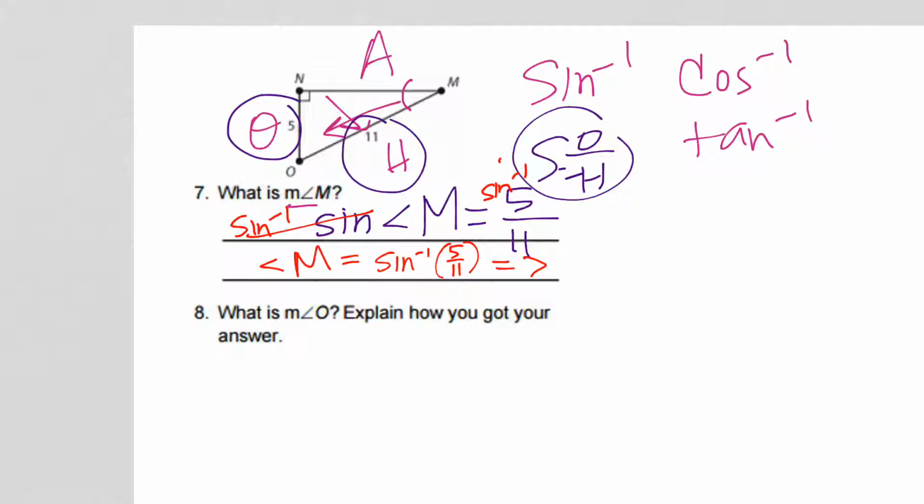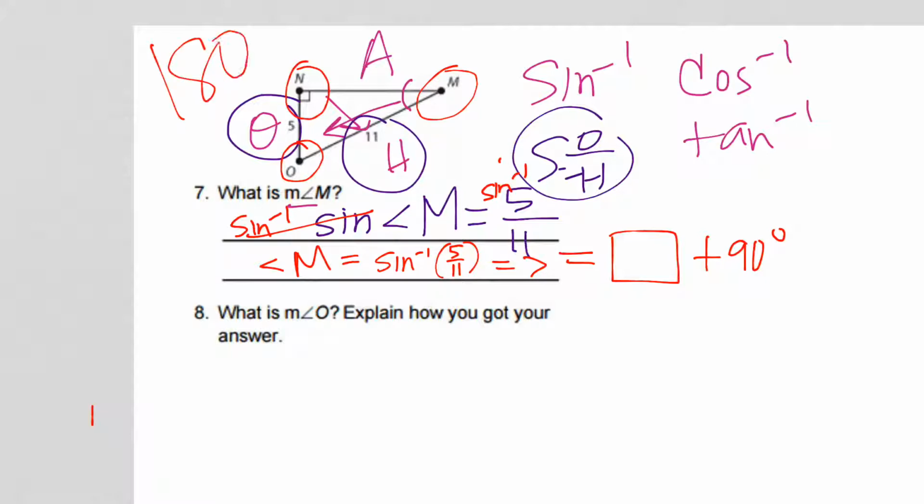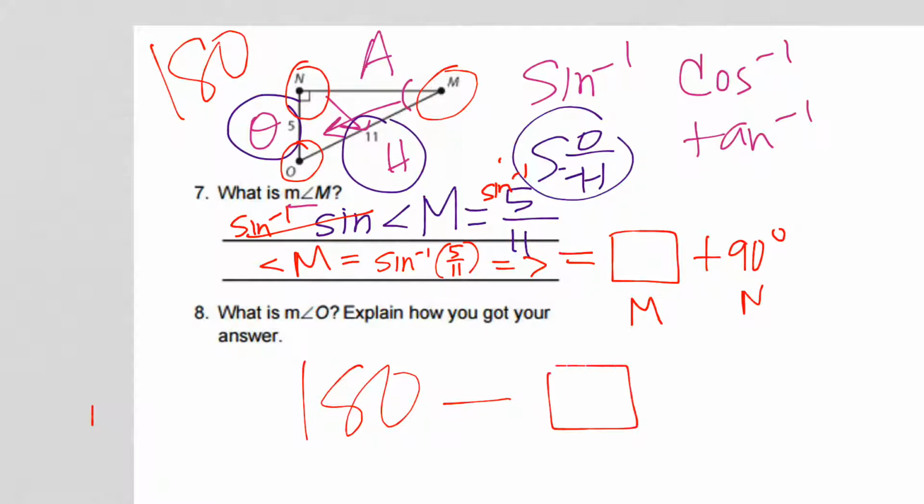Now, in order to find angle O, I have to know angle M. I don't have my calculator, so I don't know the measurement of the angle. So whatever you get, you're going to add up with angle N, which is 90 degrees. You know that the sum of angles N, O, and M has to add up to 180. So in order to find angle O, you're going to subtract angles N and M from 180. Angle N is 90. Subtract it from 180, along with angle M, and that'll give you the measurement of angle O.